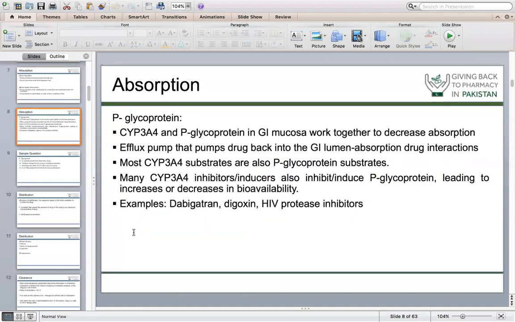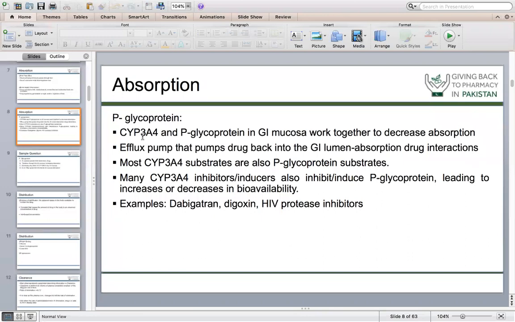Another concept associated with absorption is P-glycoprotein. What's P-glycoprotein? It's actually a reverse transporter, all right? It's an efflux pump that pumps drug back into the GI lumen. Actually, this is nature's defense mechanism for absorption. If a patient or anyone ingests some poisonous substance, this pump will remove these toxic substances from the lumen back to the GI. It will not let it absorb.